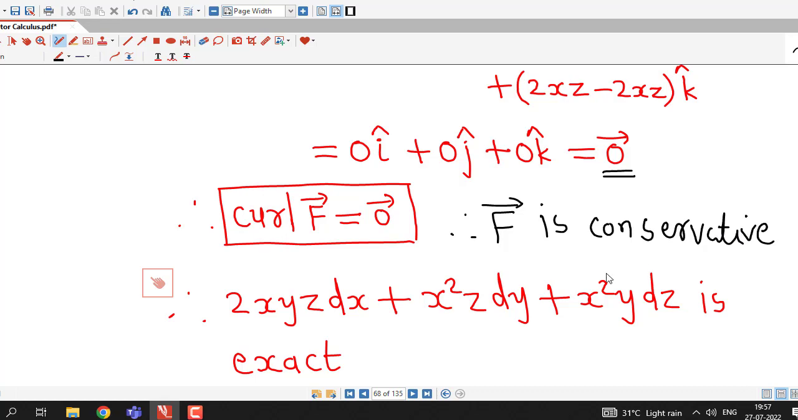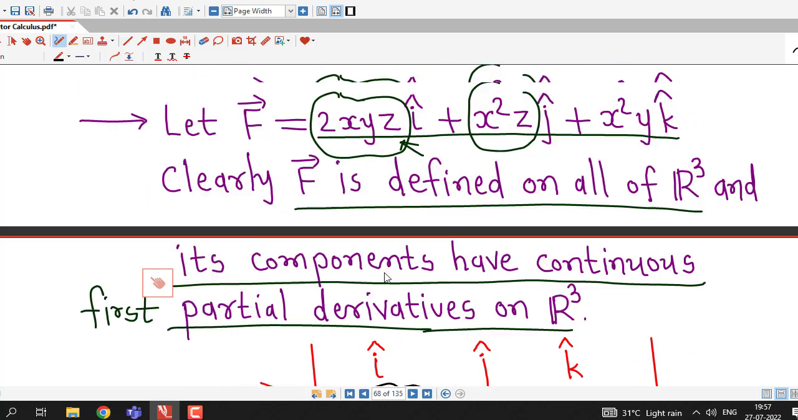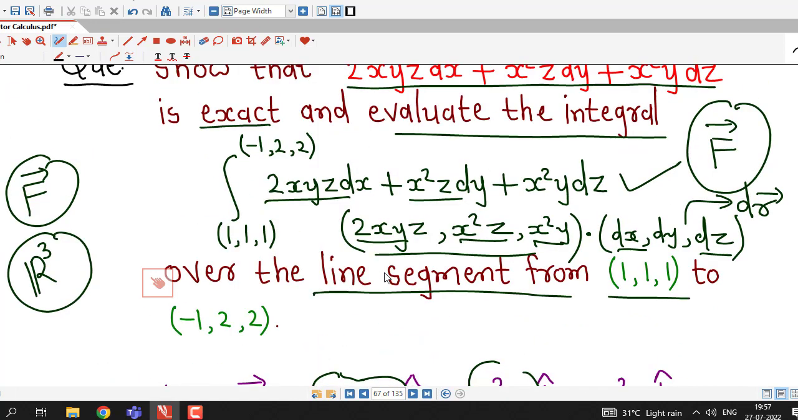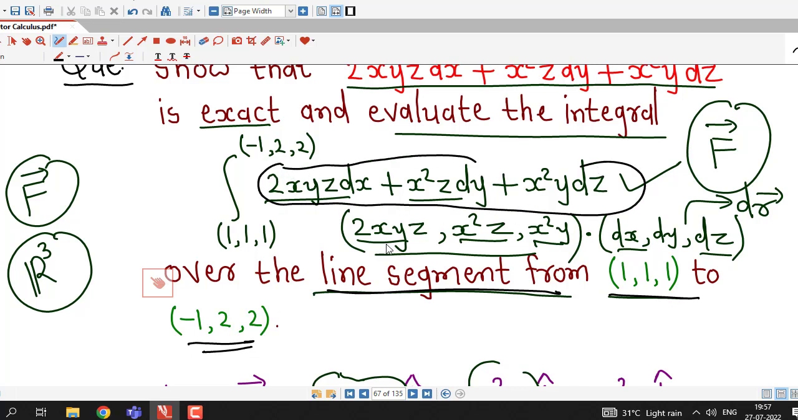And we know that if we have a conservative vector field, line integral is independent of path joining 2 points. Here we are asked to evaluate the line integral along the line segment between these 2 points, and we have shown that this differential form is exact, or we have shown that this vector field is conservative. Therefore this line integral is same along any path joining 2 points.